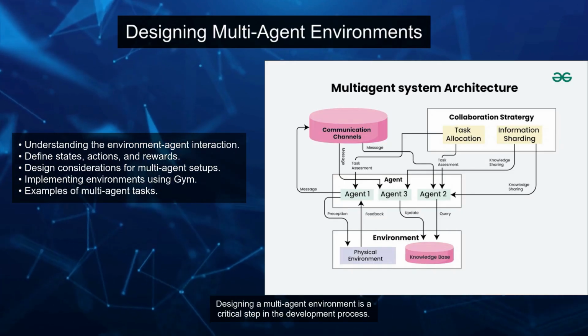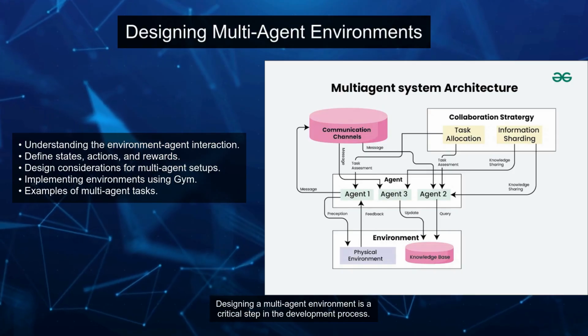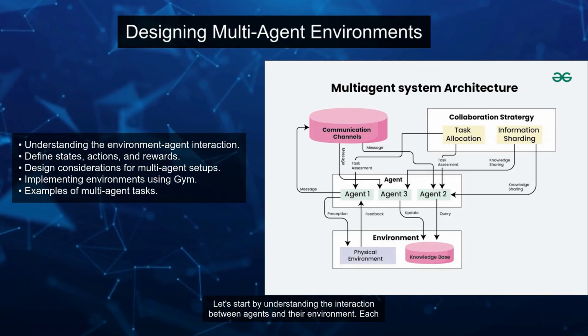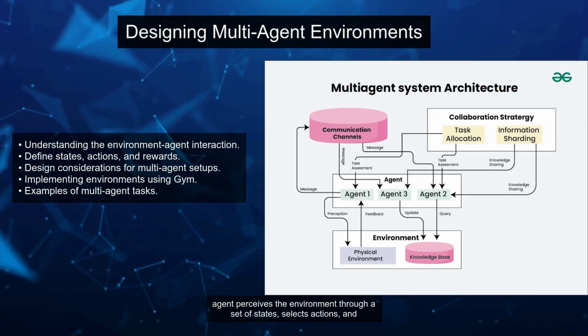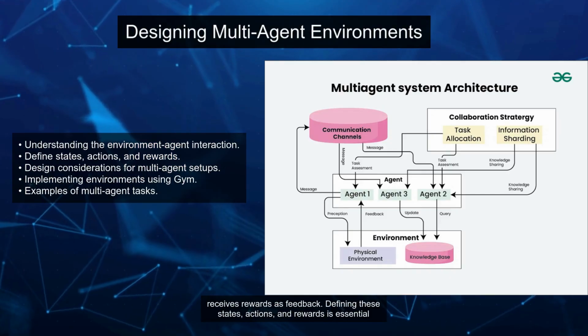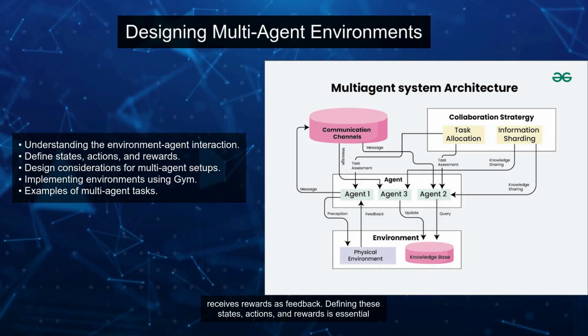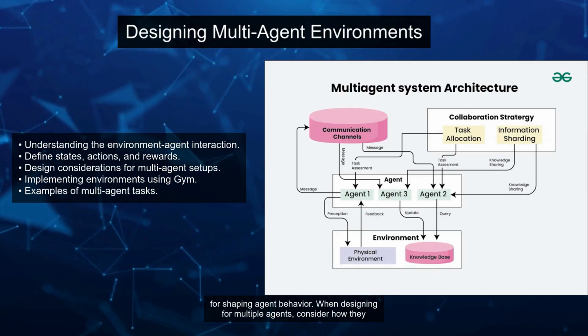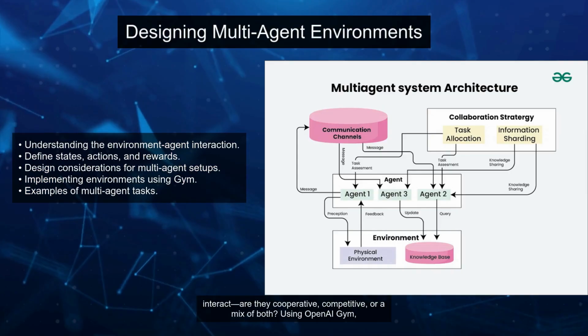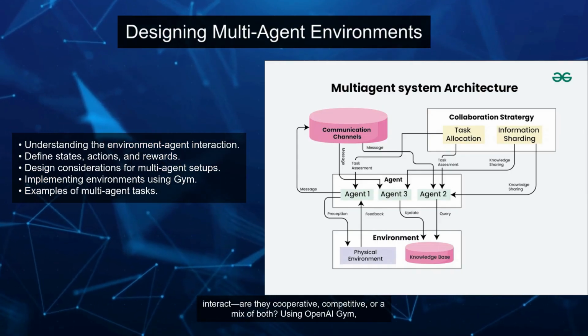Designing a multi-agent environment is a critical step in the development process. Let's start by understanding the interaction between agents and their environment. Each agent perceives the environment through a set of states, selects actions, and receives rewards as feedback. Defining these states, actions, and rewards is essential for shaping agent behavior. When designing for multiple agents, consider how they interact. Are they cooperative, competitive, or a mix of both?